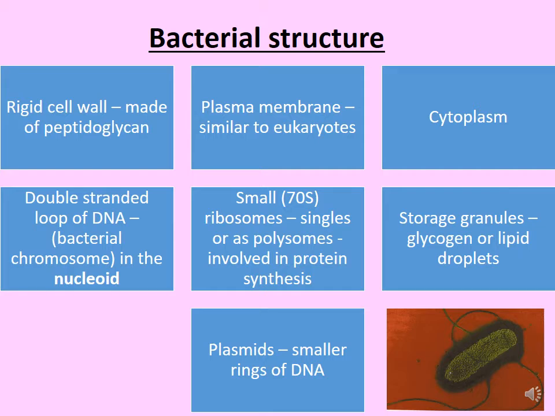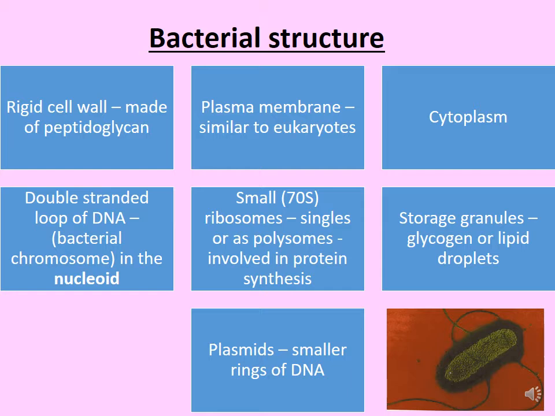These are the common features between different bacterial structures. They all have rigid cell walls made of peptidoglycan. Peptidoglycan is a polysaccharide with amino acids adjoined to it, and its alternative names are mucopeptide or murein, from the Latin murus, meaning a wall.